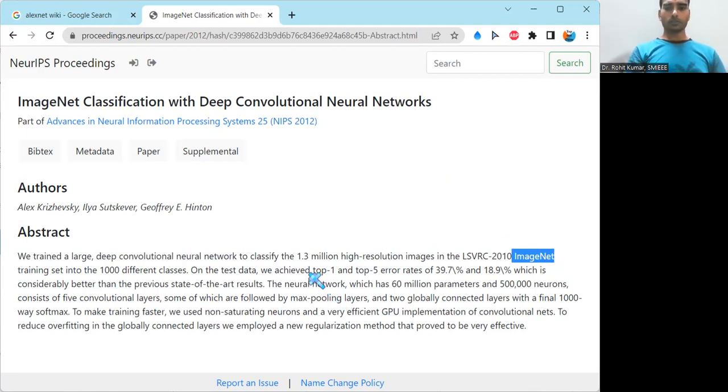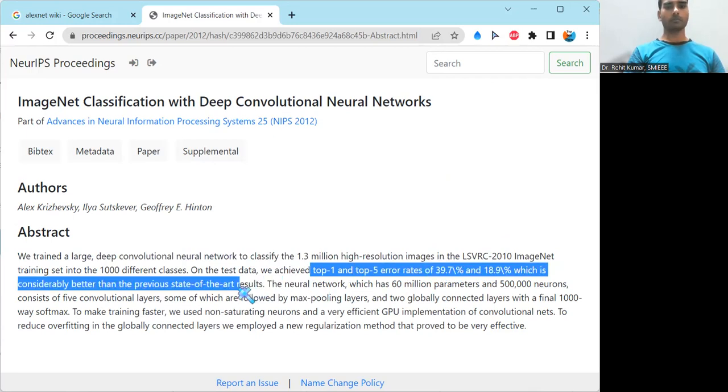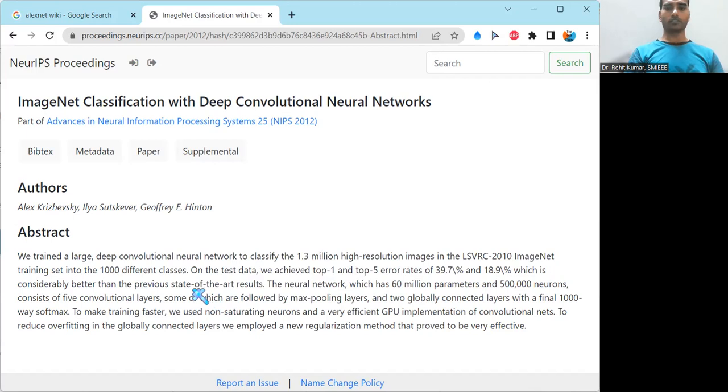Coming to the other points, the authors achieved top 1 and top 5 error rates of 39.7 and 18.9%, which is considerably better than the previous state of the art. It's the basic work to do: whenever you are doing research and getting some results, always compare with the current state of the art. With respect to 2012, they compared against that time's state of the art, and they obtained these error rates, which are considered better. And one more thing: the non-saturating neurons and efficient GPU implementations have been used by the authors.